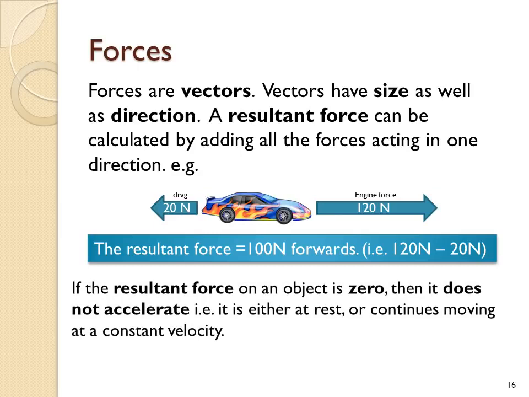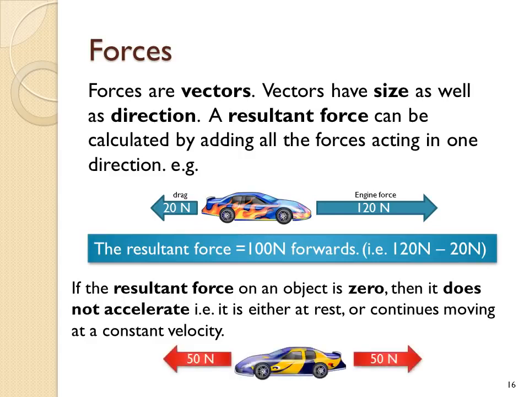If there is no resultant force, or the resultant force on an object is 0, then it doesn't accelerate. Now that can mean it's either at rest or it continues moving at a constant velocity. In the case of a car driving along at a constant speed, there will be a forwards force provided by the wheels and the engine, and there will be a backwards force provided by friction and air resistance. This car could be travelling at a constant speed.